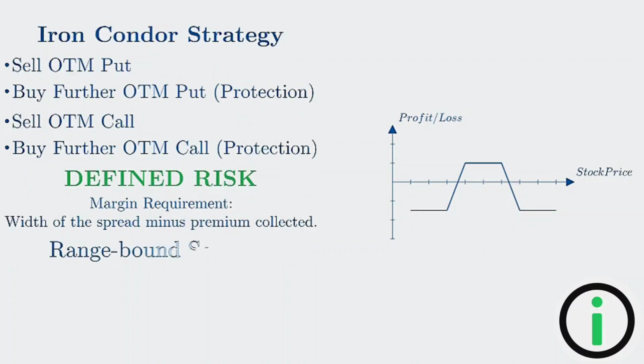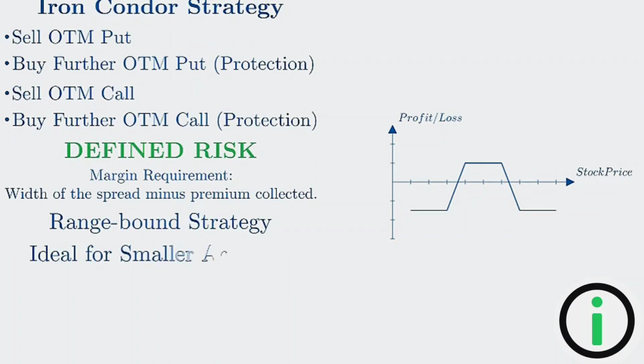The iron condor is a range-bound strategy. You want the stock to sit quietly between your two short strikes. If it moves too far, you know exactly what your worst-case scenario is. This makes it an excellent choice for smaller accounts or for traders who want to sleep soundly at night without worrying about a massive market gap opening.